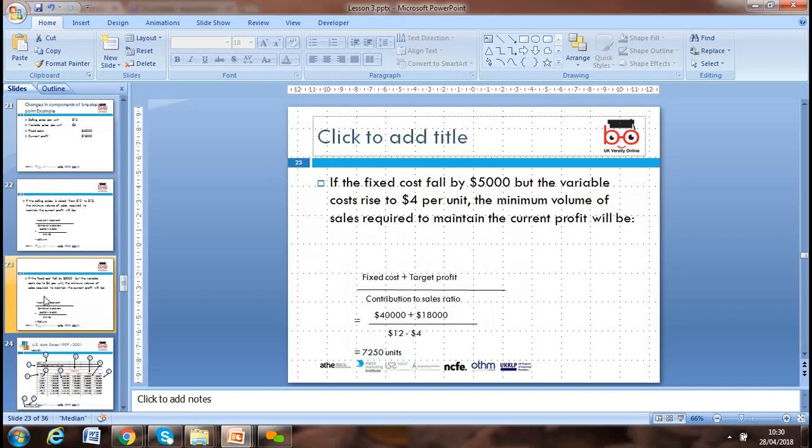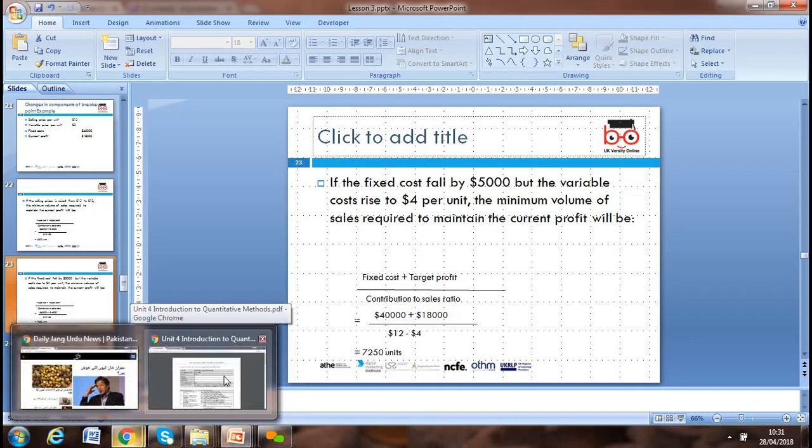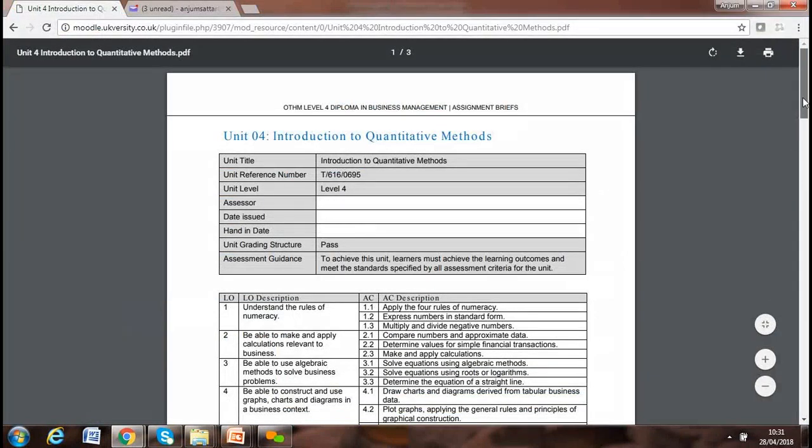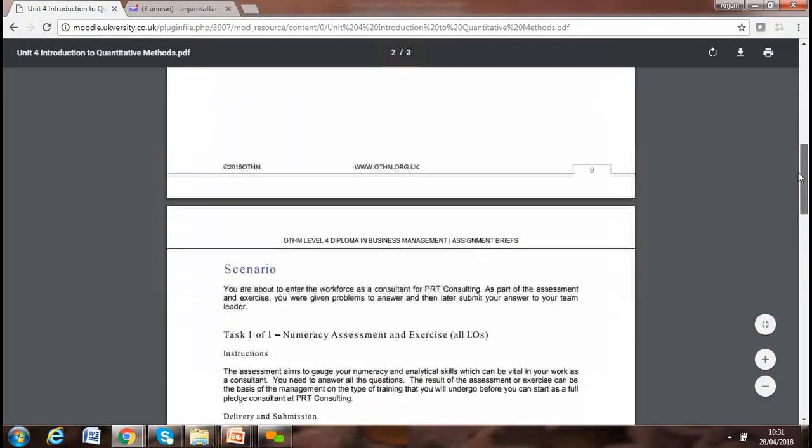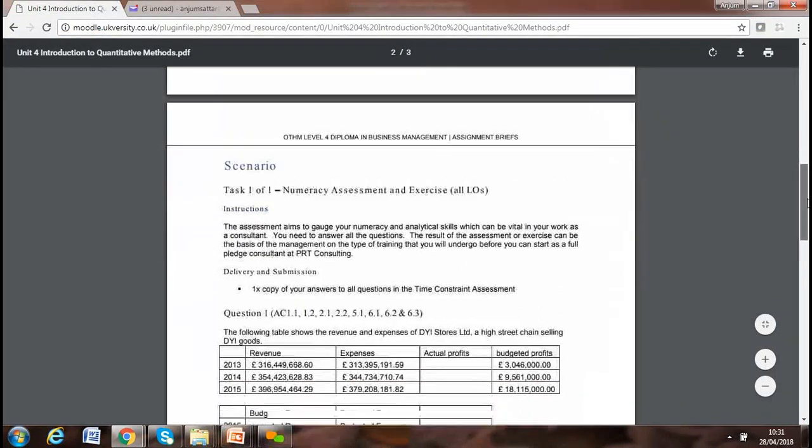So if variable cost increases, and we have a fixed cost now of 40,000 and our target profit we want to earn is 18,000 and our selling price is 12, but the variable cost increases now, then our break-even units will be increased as well. Up to now, any question? Okay, now please, if you have any question, we can go through. Okay, we'll go through this.